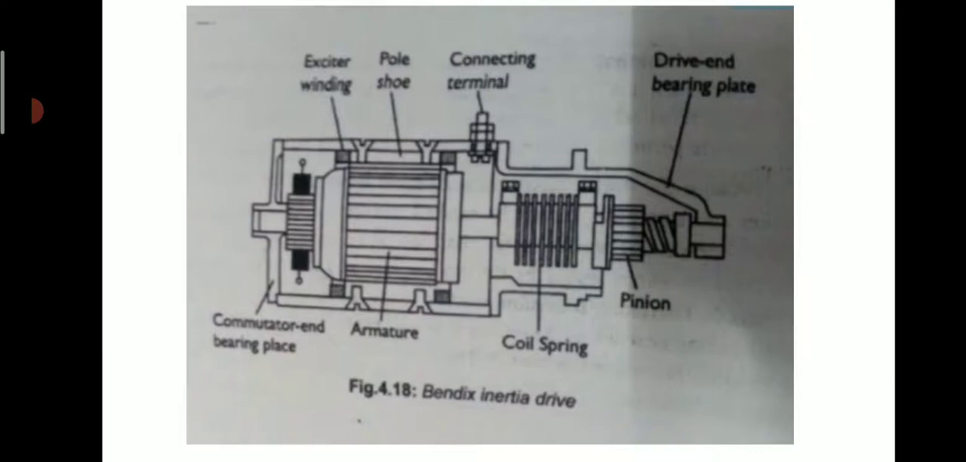So, you will see the sketch of the Bendix drive or inertia drive. You will see at the center there is a winding with the pole shoe. We have the armature at the center, commutator end bearing, coil spring, and after that you will see the pinion at the right hand side. So, this is the constructional feature of the Bendix inertia drive.